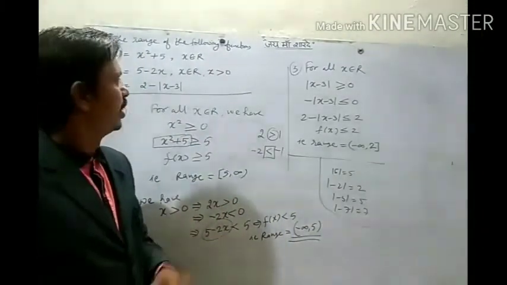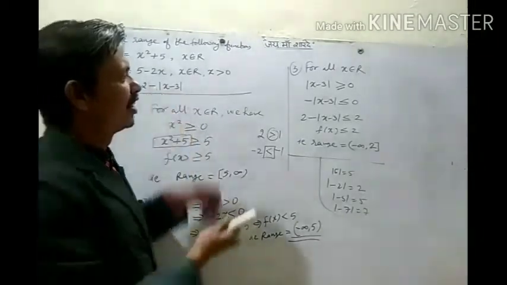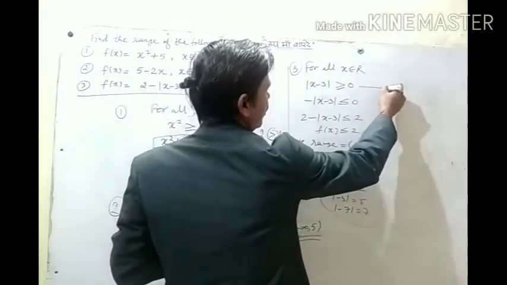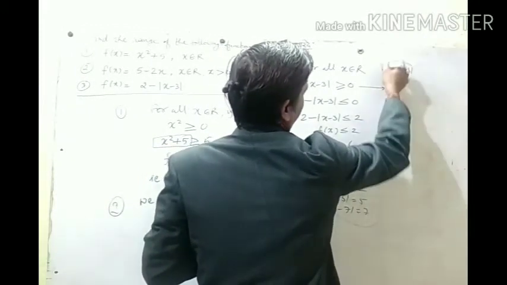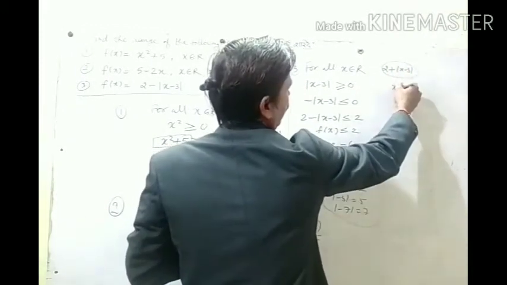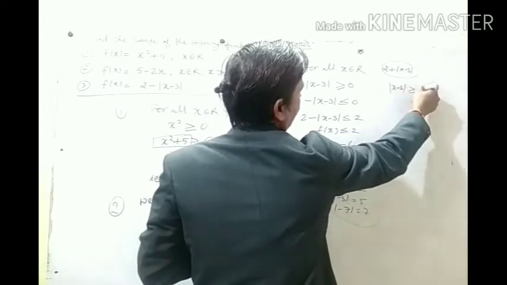Okay? If we have plus here, then it remains as it is. Now suppose the function is 2 plus mod of x minus 3. We need its range. So mod of x minus 3 is more than or equal to 0.